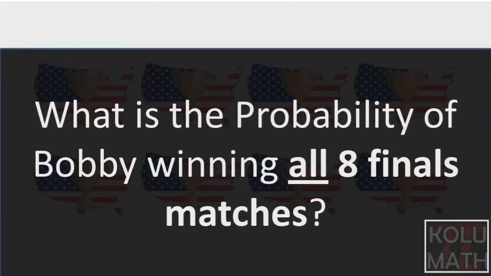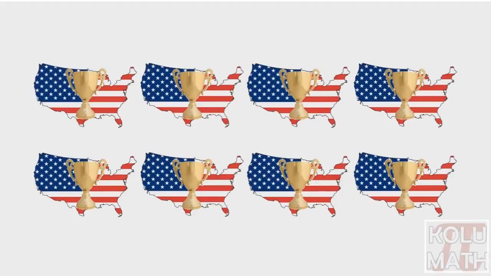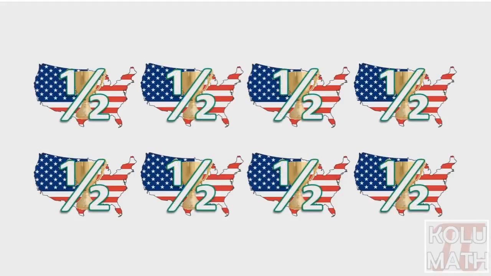And we want to calculate here, what is the probability that Bobby wins all 8 of those matches? So we have probably a 1/2 chance of winning because he's just got to play 1 round against 1 guy. So he's either the winner or he's not.